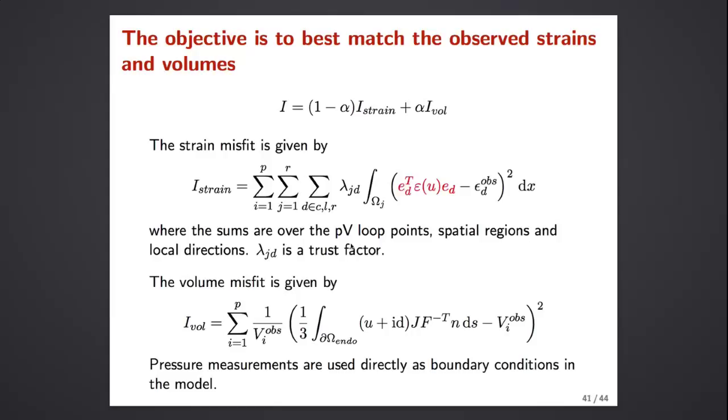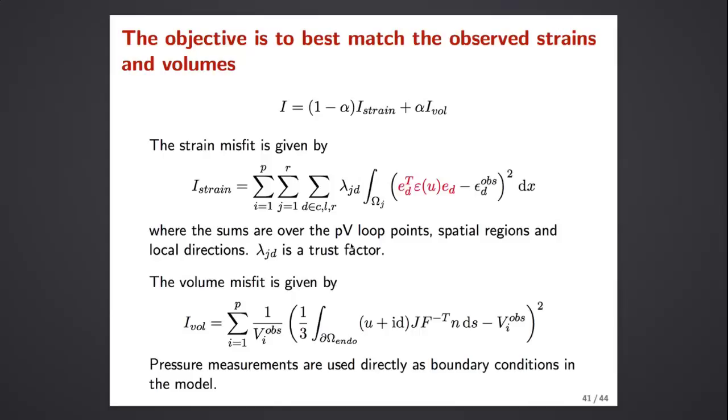We'll weight the two by a parameter alpha. Alpha equal to zero will lead to only strain optimization, alpha equal to one will lead to only volume optimization, and alpha somewhere in between will lead to a mix of the two. The strain misfit is given by this expression here, where epsilon_d observation is our observation, so the strain in the direction d. Here is the corresponding modeled quantity. We have a trust factor, essentially saying how much we trust this observation.